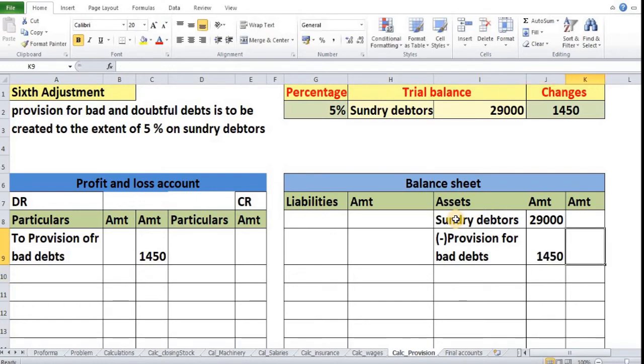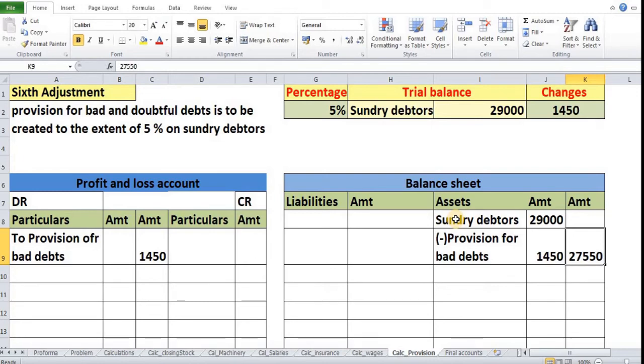Now we will deduct bad debts amount from sundry debtors, that is 29,000 minus 1,450, which comes to 27,550. We will mention this in the outer column. The reason we are deducting this amount from sundry debtors is because we assume that this amount from sundry debtors we may or may not receive in the future.